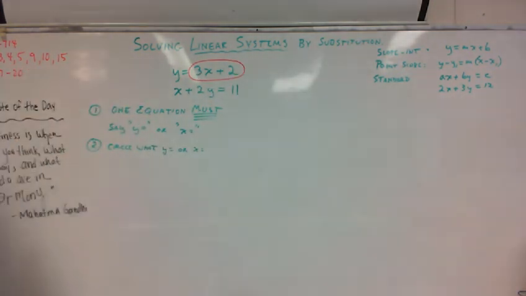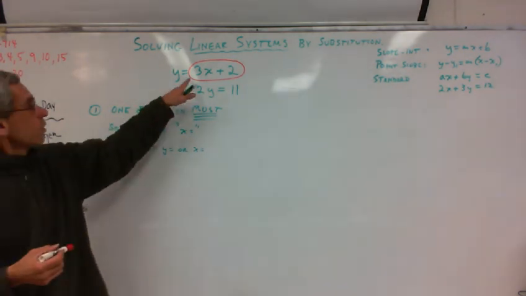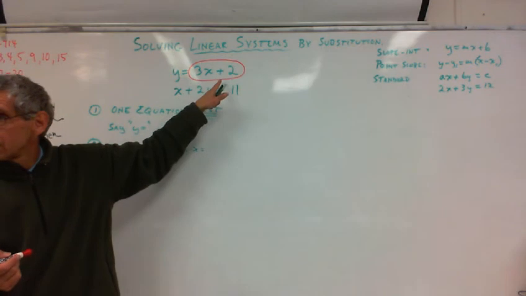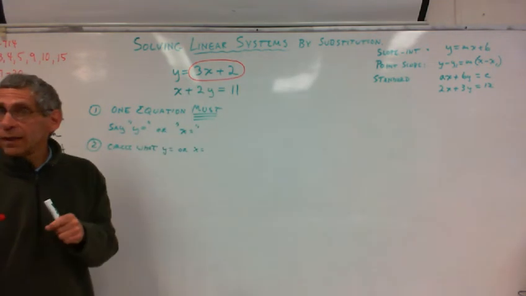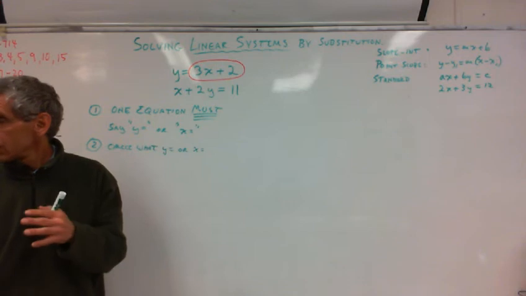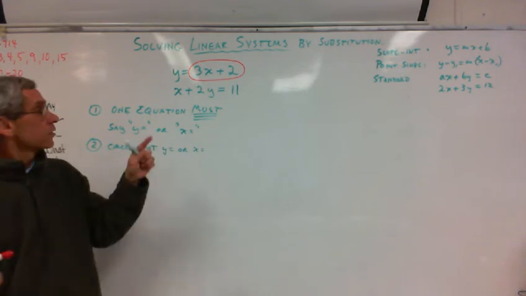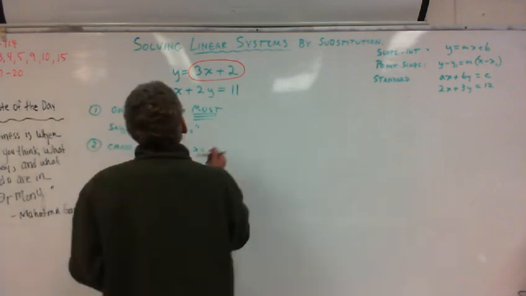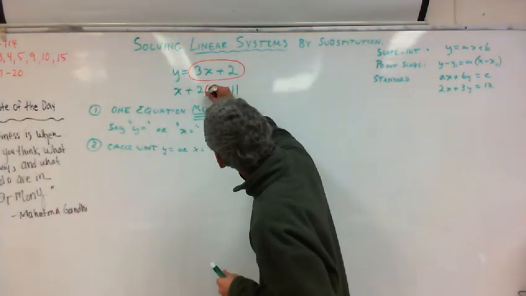All right, you with me? Does everybody agree with me that y is exactly the same thing as 3x plus 2? It's exactly the same thing. 3x plus 2 and y, they're the same thing, because it says so. Y is equal to 3x plus 2. Therefore, I can replace this y here with 3x plus 2.